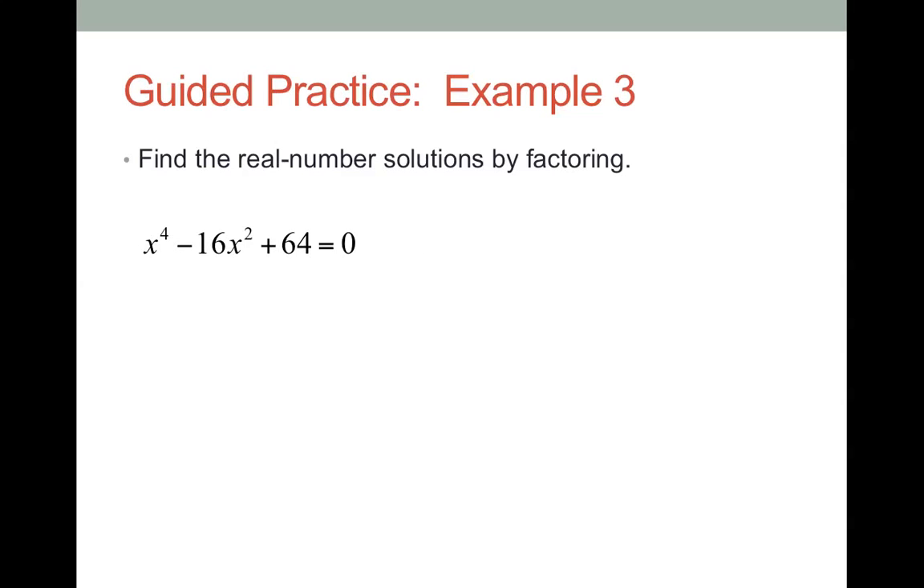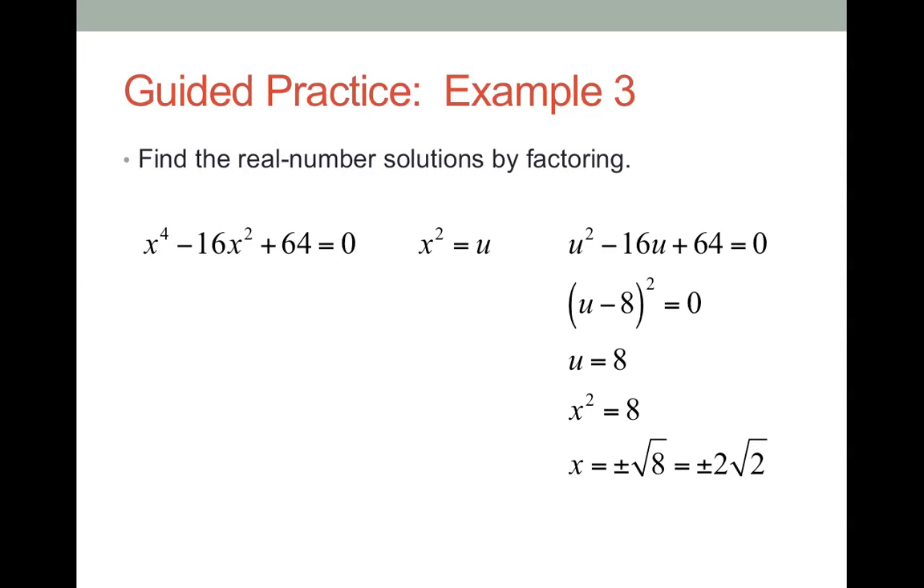All right, and so if we do the u substitution and we put u in for x squared to run the quadratic play, then we end up with u minus 8 quantity squared equal to 0, and so u would be equal to 8. But then when we sub x squared back in, we finish that out by taking the square root of both sides, so that gives us x equal to plus or minus square root of 8.